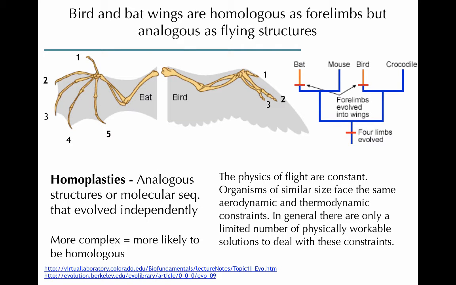Other examples here. So here are bats, mice, birds, and crocodiles. So all of these have 4 limbs. So 4 limbs is a homologous feature of bats and birds, let's say. Whereas having wings, bats have wings, but they're more closely related to mice. Birds have wings, they're more closely related to crocodiles. So that means that having those 4 limbs modified into wings is an analogous feature.